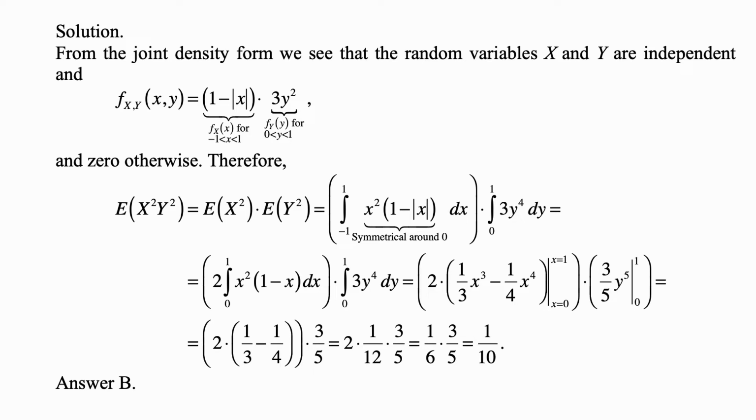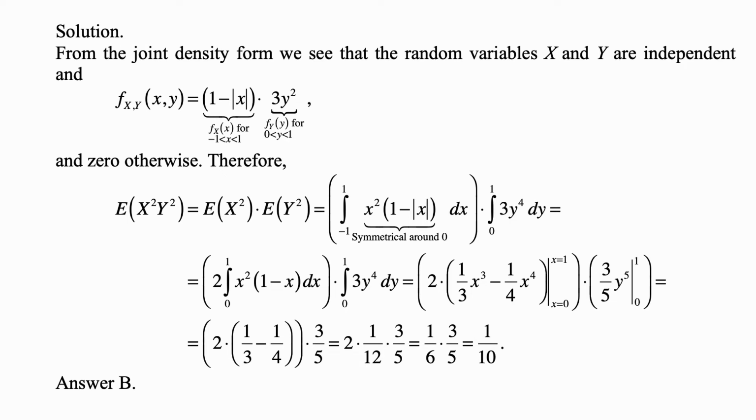which is the integral from -1 to 1 of x squared times 1 minus the absolute value of x dx. But this expression, x squared times 1 minus the absolute value of x, is the same for x and for minus x. So this function has a graph which is symmetrical around 0, and therefore this integral from -1 to 0 is the same as from 0 to 1, so we can replace it by two integrals from 0 to 1 of this function.